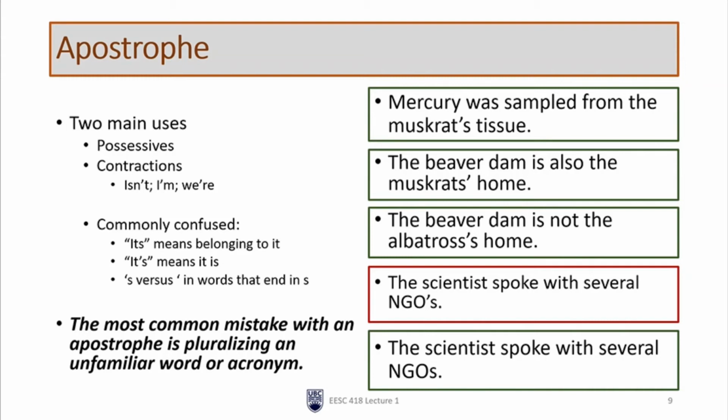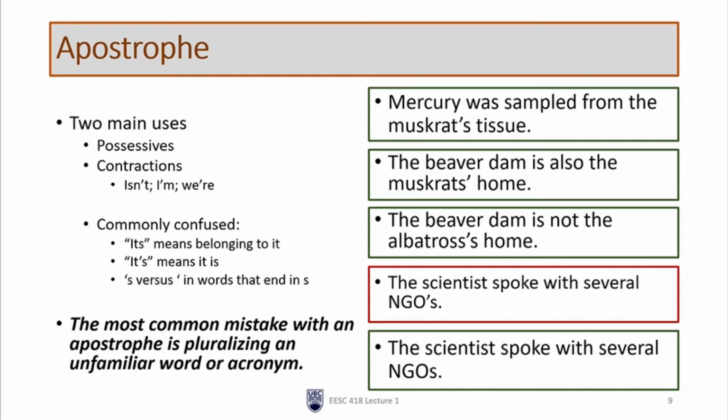Another commonly confused word that has an apostrophe is its. So we have the word its, meaning belonging to it. The animal shed its fur, for example, and then we have it's, meaning it is. It's 10 o'clock. So these often get confused in writing.